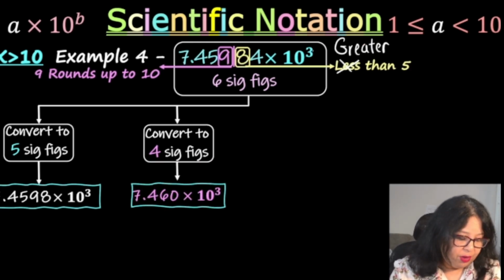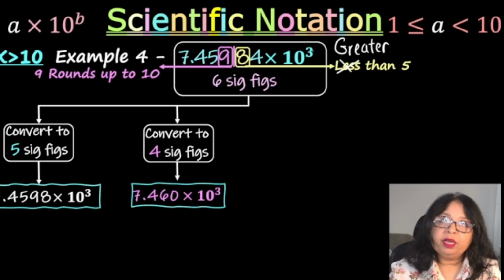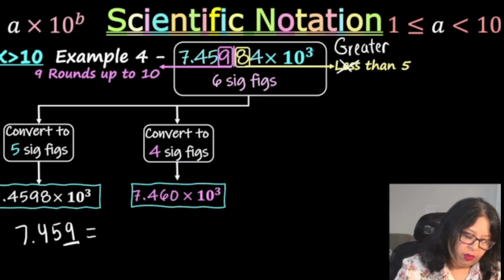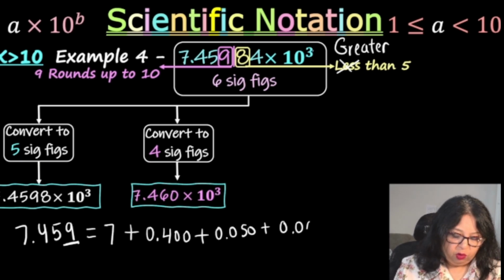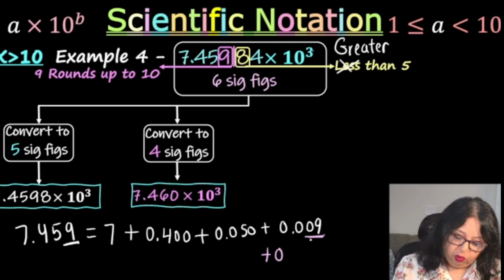Alright, when you round it up now, that 9 rounded up to 10. I already showed you one example where we went from 1.89 to 1.90. Let me show this to you again. 7.459. We're saying that this 9 will round up to 10, correct? But this number, 7.459, can be written as 7 plus 0.400 plus 0.050 plus 0.009. Now, this 9 over here is going to round up to 10, so it becomes 0.10. Plus the remaining numbers remain the same.